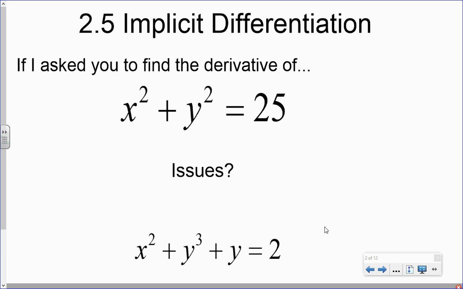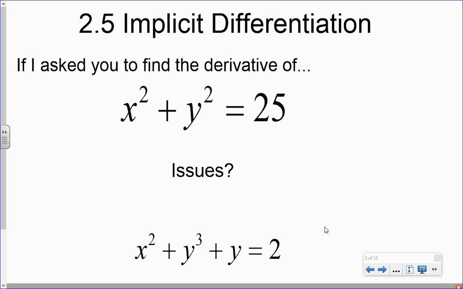What about this guy? x squared plus y cubed plus y equals 2. Not going to work so well there, is it? How do these equations look different compared to the ones that we've been working with? These aren't solved for y. There's more than one y. The y has an exponent. There's lots of different things that we can point out.